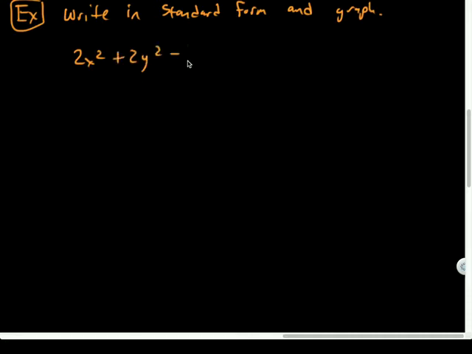So let's see. Let's say I want to write this equation in standard form and graph it. All right. So we're going to have some problems on tonight's homework just like this. So suppose I've got this, 2x squared plus 2y squared minus 4x plus 12y minus 18 equals 0. Okay. Whoa, craziness.